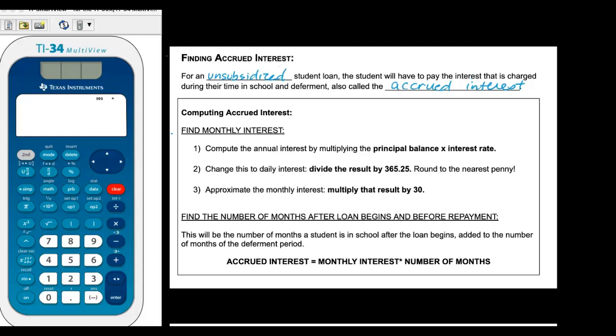So to find the accrued interest, you're going to find the monthly interest, and then we're going to find the number of months after the loan begins and before repayment. So basically the entire time that interest is adding up, and then we're going to multiply those together. So monthly interest times the number of months, and that's going to give us accrued interest. I know it seems like a lot of steps here, which it is, but really we're taking two numbers in the end and multiplying them together. Let's jump into an example, and I'll show you how we can go through all of these steps with a specific example.